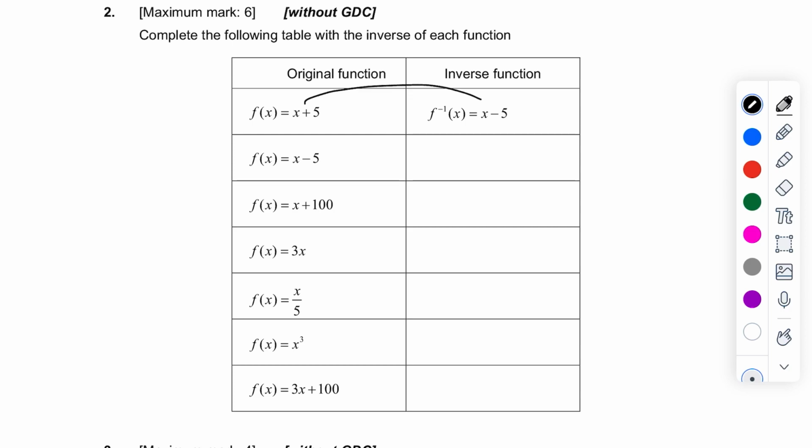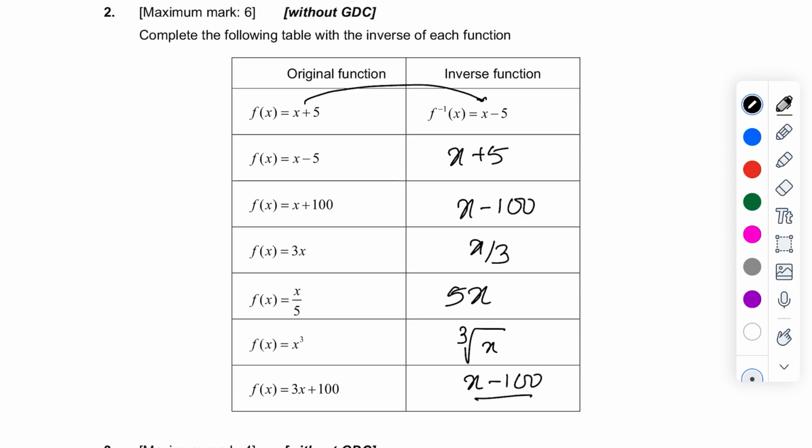So we can see that plus becomes minus, minus becomes plus, times becomes division, division becomes times. Cube becomes cube root. So over here, first plus 100 becomes minus 100. Times 3 will become divided by 3.